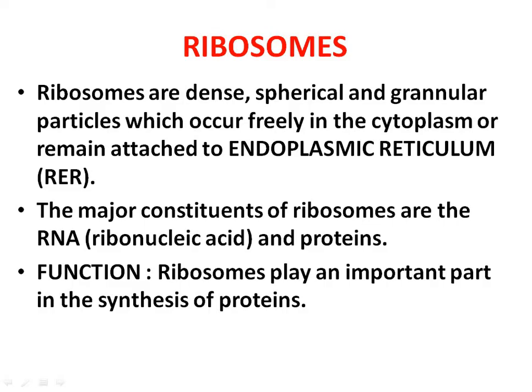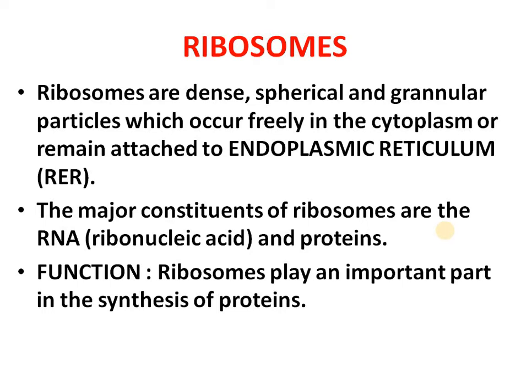Now ribosomes. You have seen earlier the small entities, small spherical parts, attached to the endoplasmic reticulum. Which endoplasmic reticulum? Rough endoplasmic reticulum, that is ribosome. Ribosomes are dense spherical and granular particles which occur freely in the cytoplasm, means either they will move freely in the cytoplasm or they remain attached to endoplasmic reticulum. Which endoplasmic? RER.